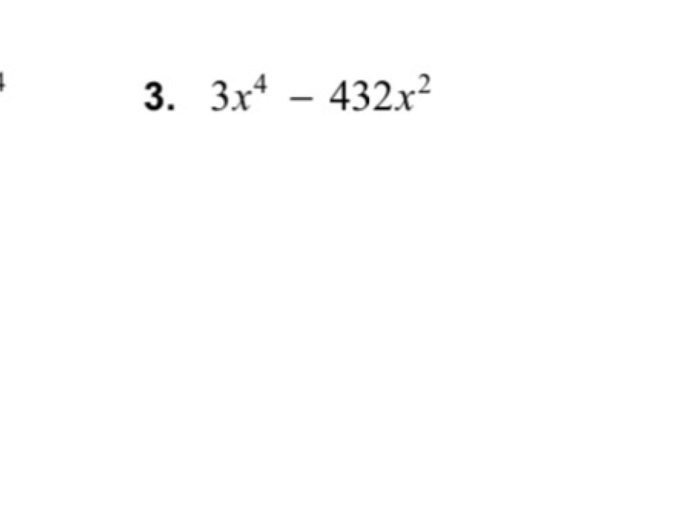What should I do first to factor number 3? Take out the GCF. What's our GCF? 3x squared. When we take out a 3x squared, we're left with x squared minus 144. Perfect.